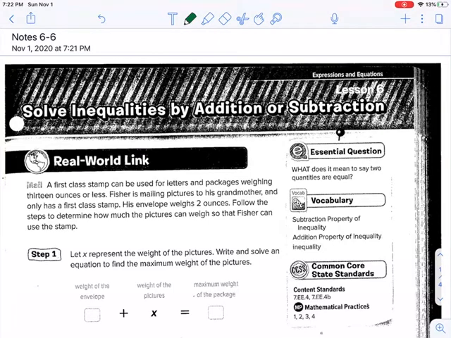Right, we're moving into lesson 6, and this is solving inequalities by addition or subtraction. I think you'll find this very similar to solving equations, but let's just talk about what an inequality means.